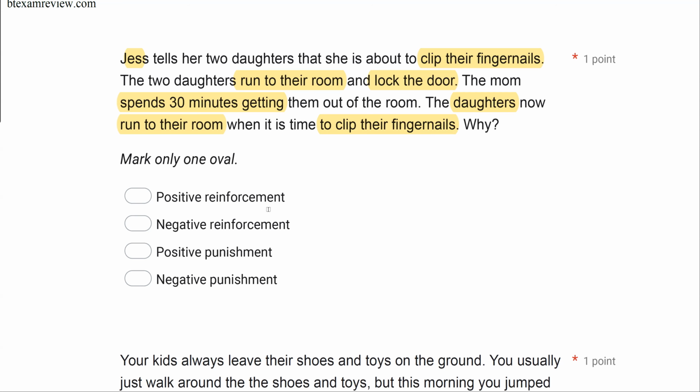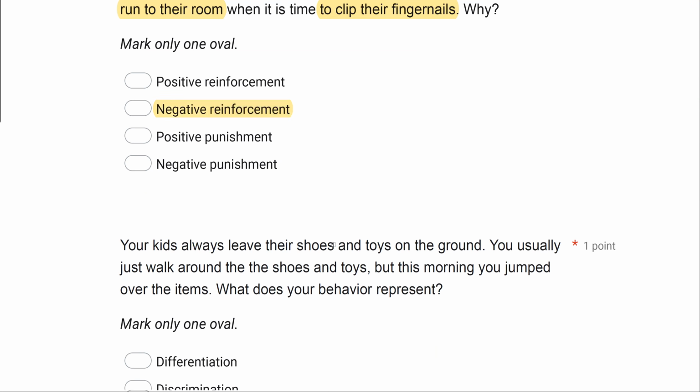So they didn't add anything. What they did was take away the threat of the fingernail clipping for at least 30 minutes. They avoided it. And when you escape or avoid, that's associated with negative reinforcement. Why can it not be punishment? Well, it can't be punishment because the daughters continued doing it in the future. Punishment decreases, remember? So if the behavior continues to happen, we know it cannot be punishment. So what do we know? We know they avoided it and the behavior continued in the future. It must be negative reinforcement.